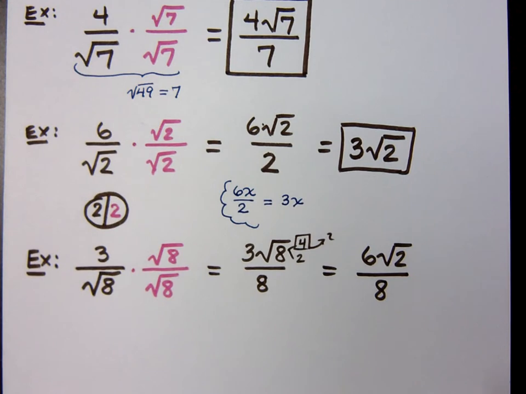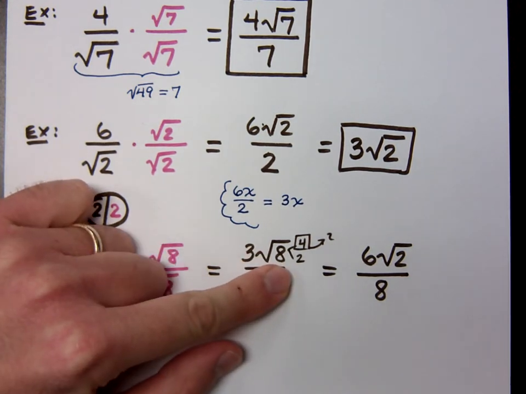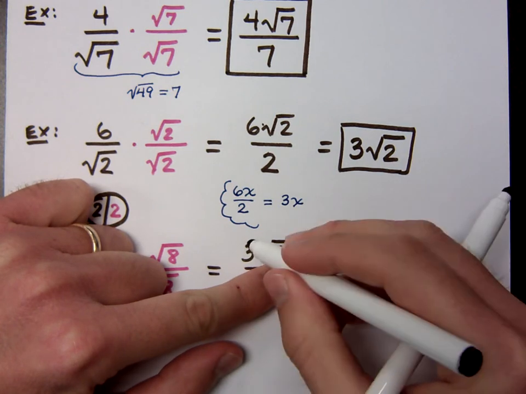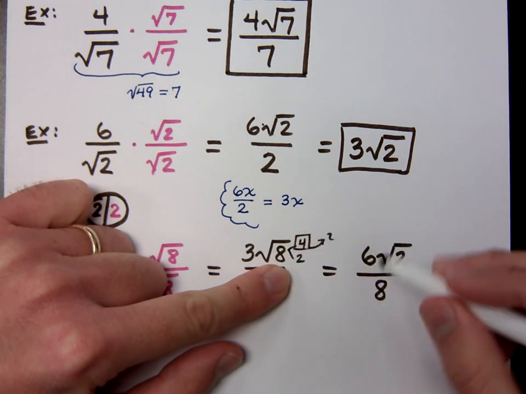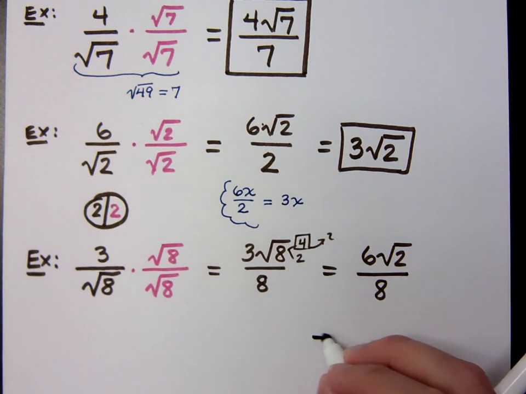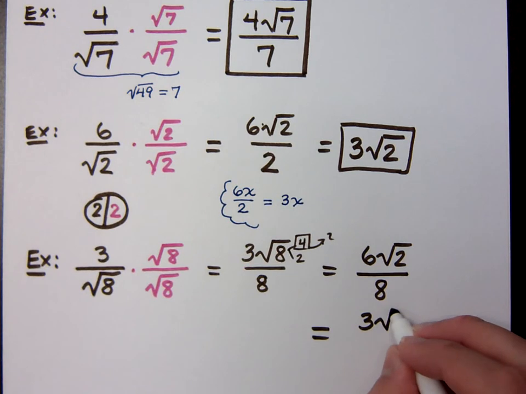If it makes you feel better, just pretend you didn't have that denominator. How would you break down 3 square roots of 8? You break down the 8 with 4 and 2. And this 2 comes out times the 3 is 6. I still have to finish simplifying this. You have to divide by the common factor of 2, so you get 3 square roots of 2 over what? 4.